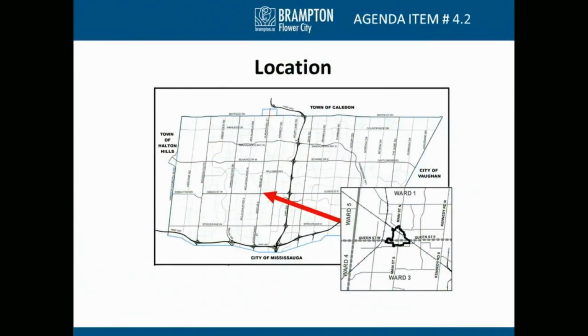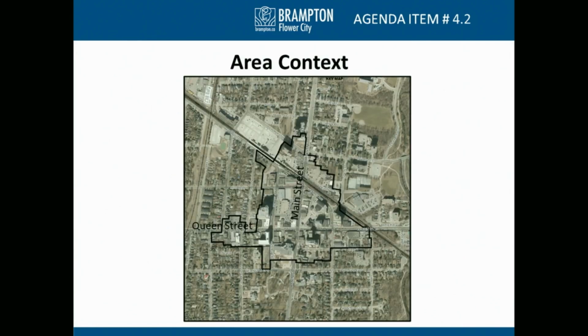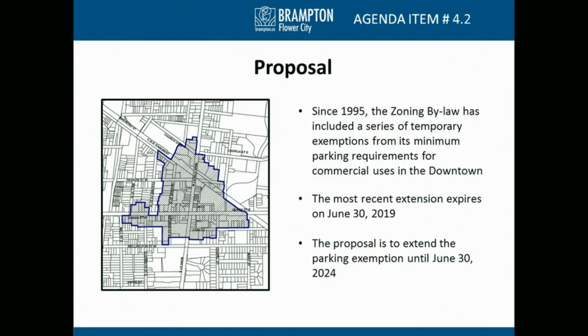The proposal is for a zoning bylaw amendment that would extend an existing provision in the zoning bylaw that exempts commercial uses in the downtown from having to meet the minimum parking requirements in the zoning bylaw. It applies to the historic downtown core as shown on the slide on the screen. This map shows the exemption area in more detail. The exemption area is centered on Main and Queen Street, and to the north it extends to approximately Church Street, the CN rail line to the east, Wellington to the south, and Mill Street to the west.